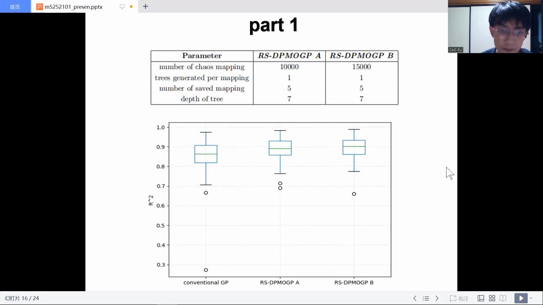It is a result for the first stage. First, we focus on the result between the conventional genetic programming and this random search proposed method A. This RS means a random search. We can see that the proposed method A got better results than the conventional genetic programming.